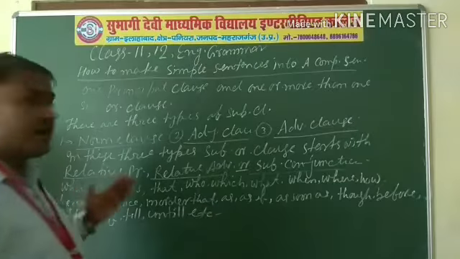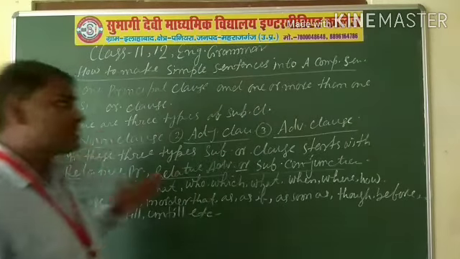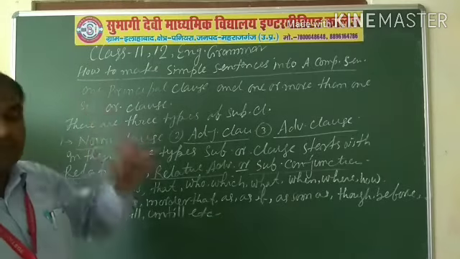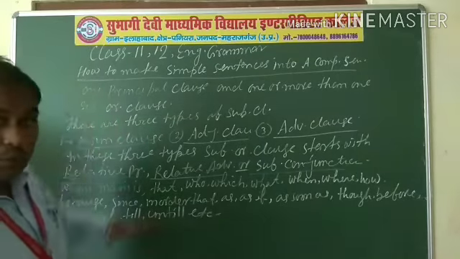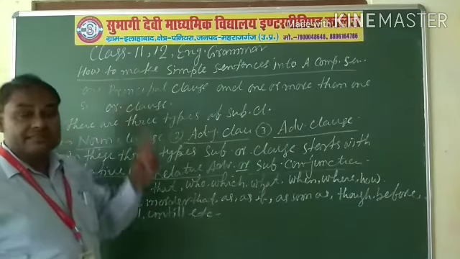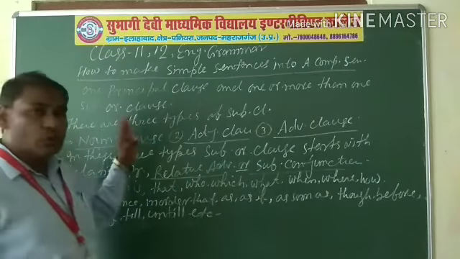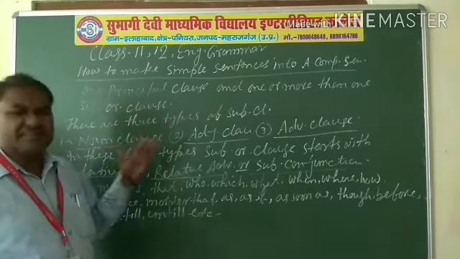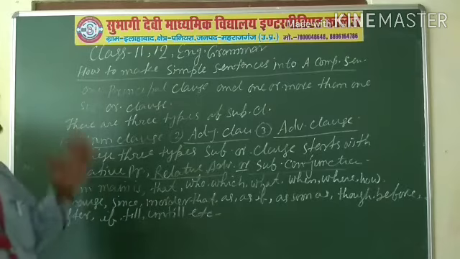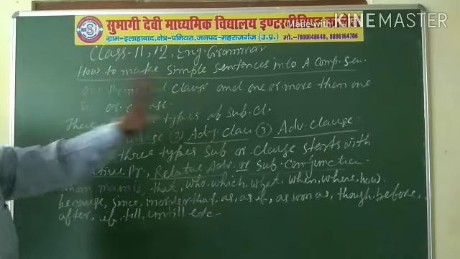And how do we join two or more simple sentences into a complex sentence? The whole theme is dependent on the subordinate clause meaning. The whole meaning is dependent on the subordinate clause. First of all, we have to understand the meaning of the whole sentences, and after that we have to join two or more simple sentences into a complex sentence.